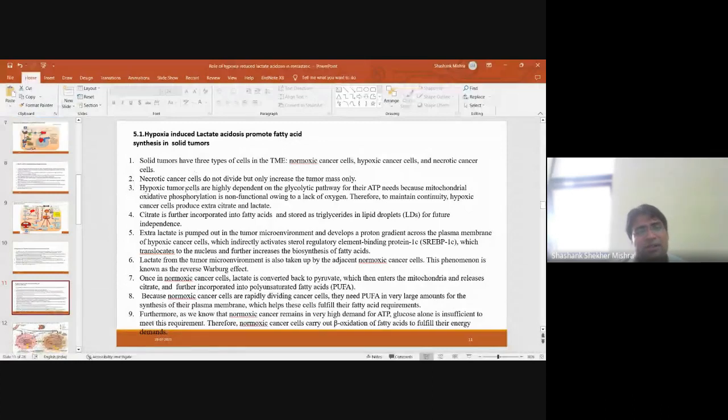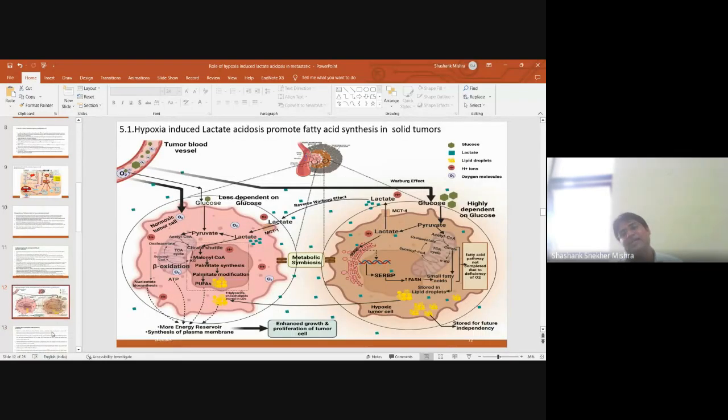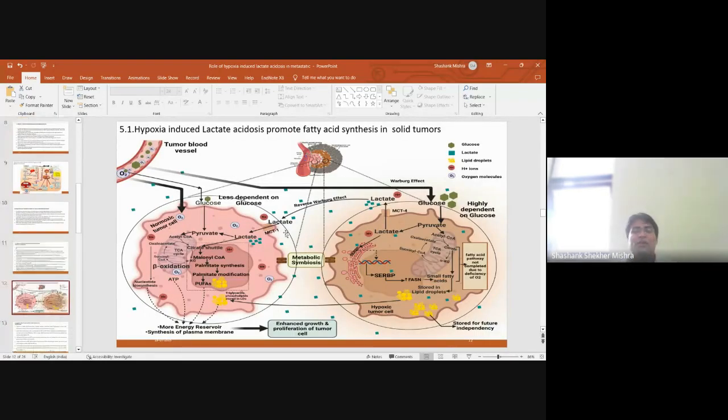First is hypoxia-induced lactate acidosis promoting fatty acid synthesis in solid tumors. In this section, we will understand how lactate enhances fatty acid synthesis. Here in the above diagram, you can see a microscopic view of the tumor. There are different layers of cells: necrotic cells, hypoxic cells, and then normoxic cells.